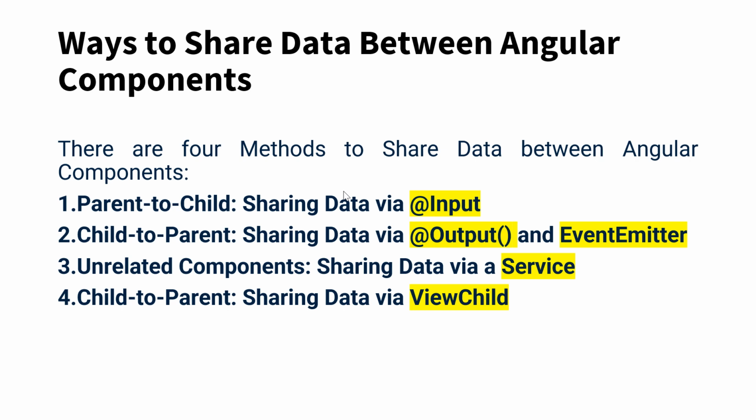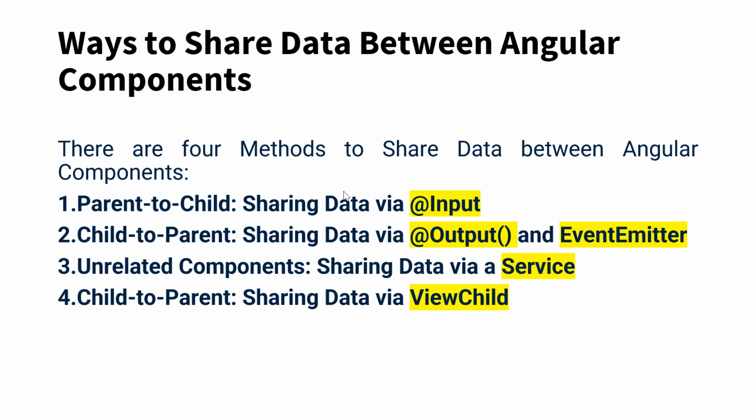Now the fourth method is child to parent. There is one more way of sharing data from child to parent, besides Output and EventEmitter: the ViewChild concept. With ViewChild we can share data from a child to a parent component. These are the four methods by which we can transfer data from component to component.